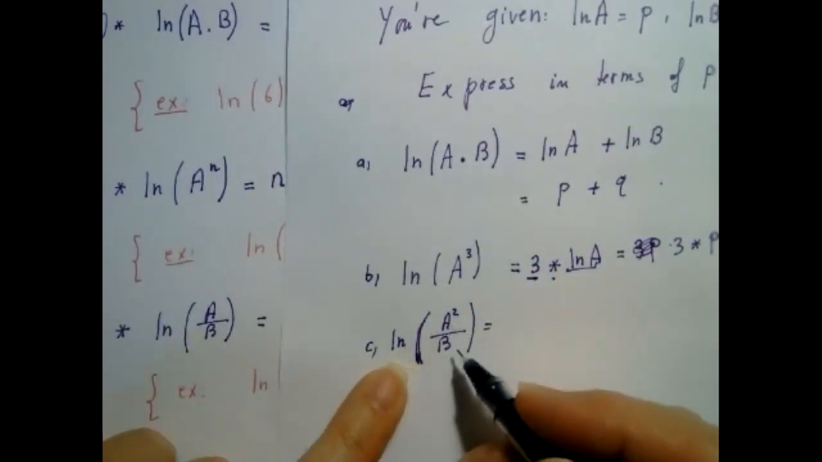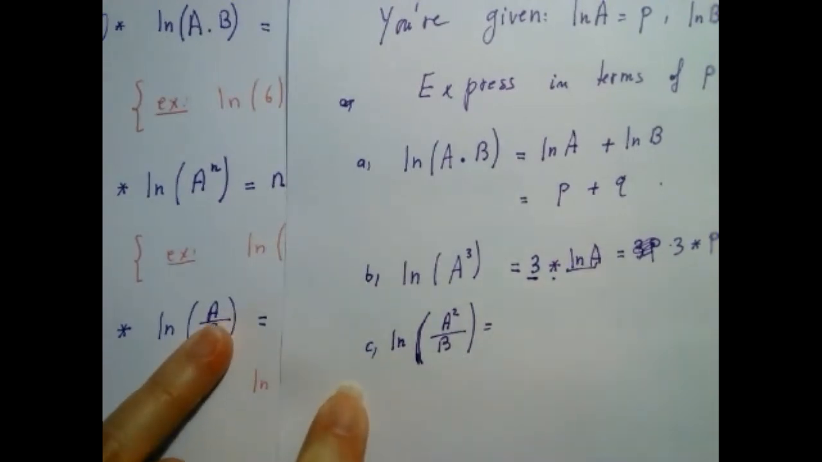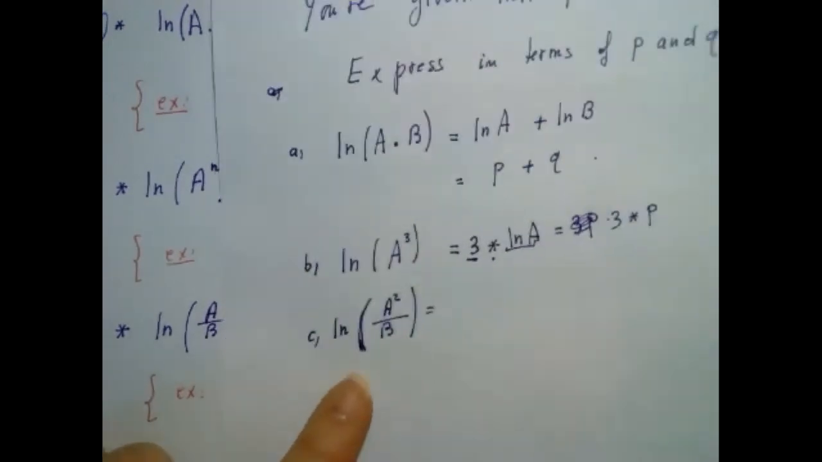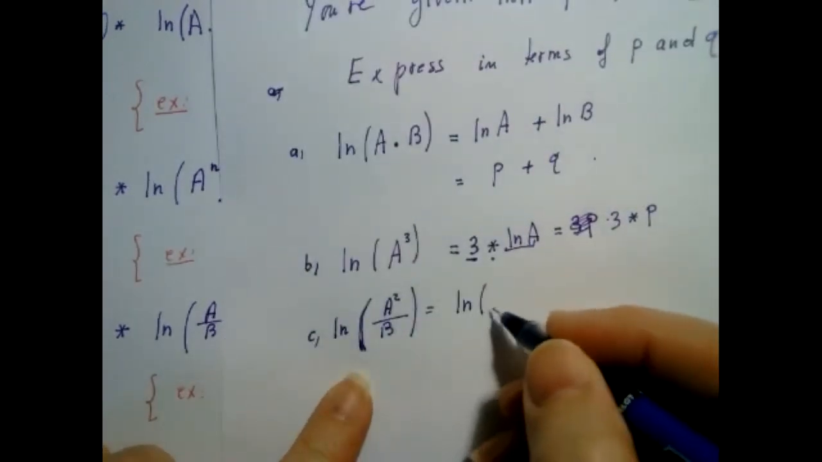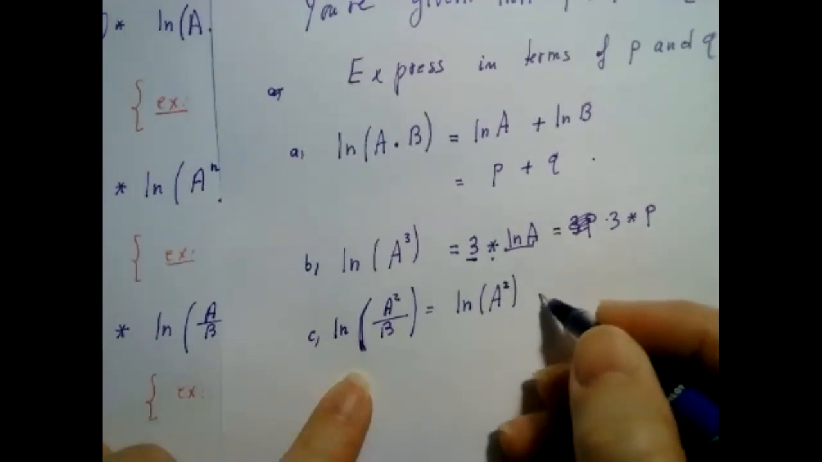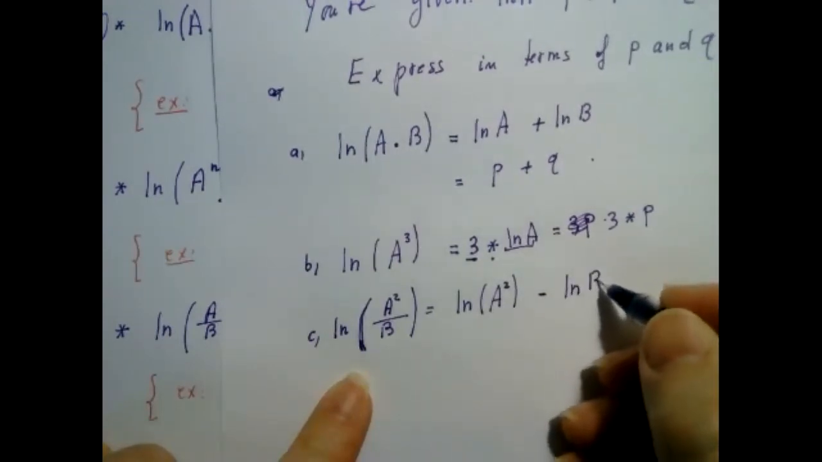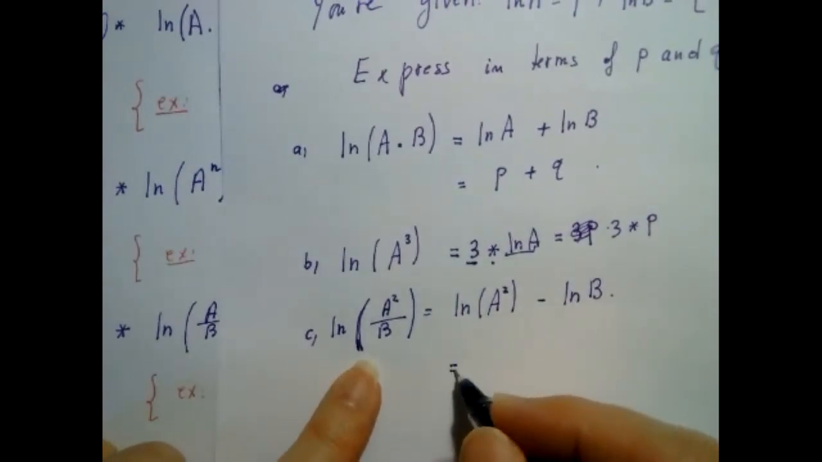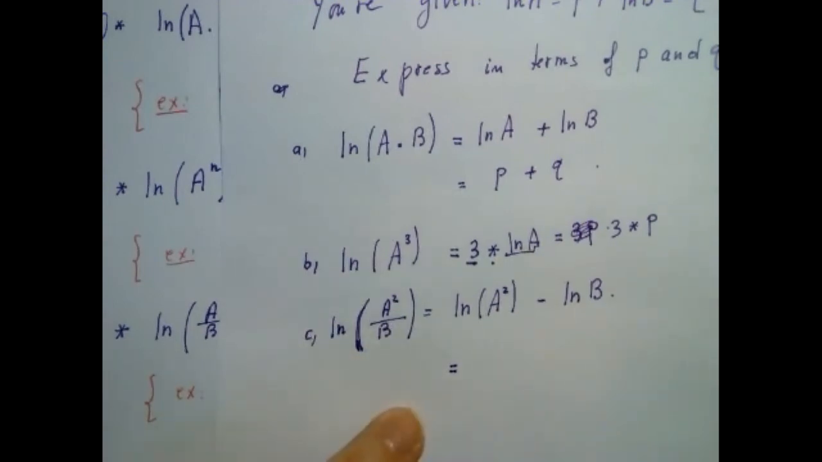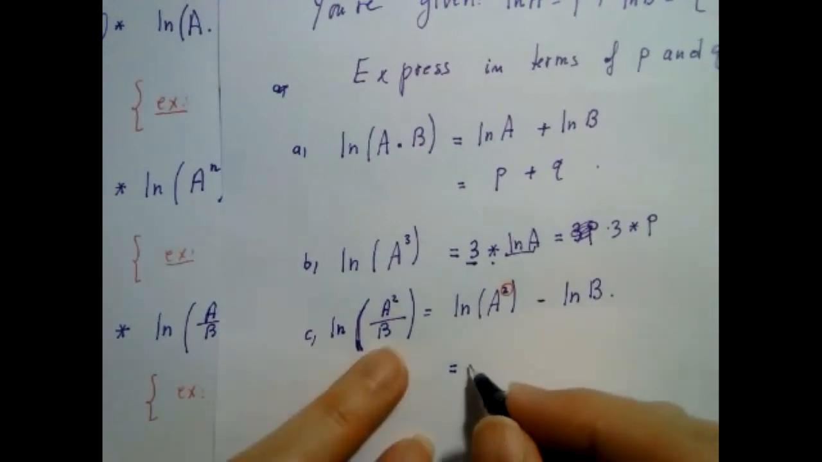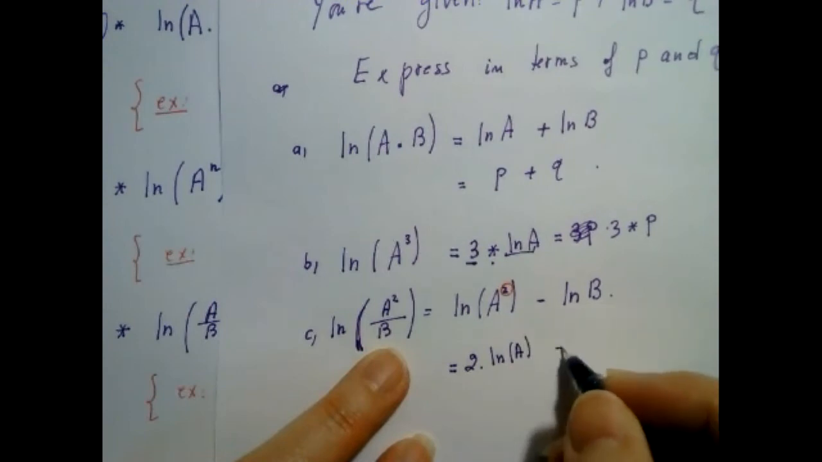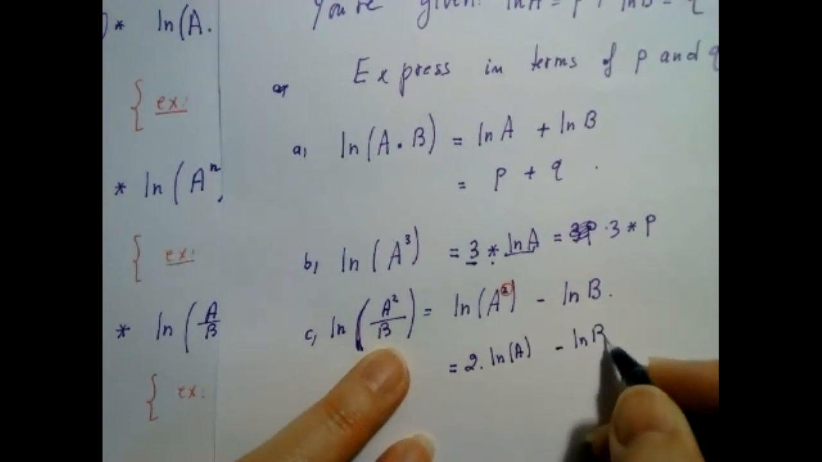So let me do the C, and I'm going to do it very, very slowly. I have A squared over B. So this tells me that you take the ln of the numerator minus the ln of the denominator. This is ln of A squared minus ln of B. Now this is the power 2, so this is the power that I bring down. So it's 2 times ln of A minus ln of B.